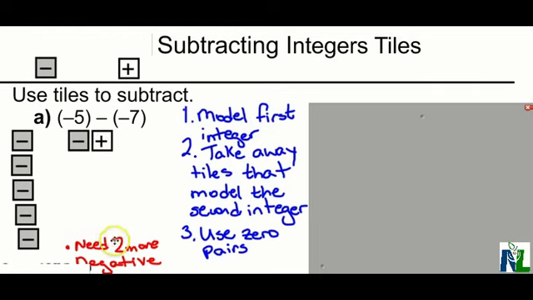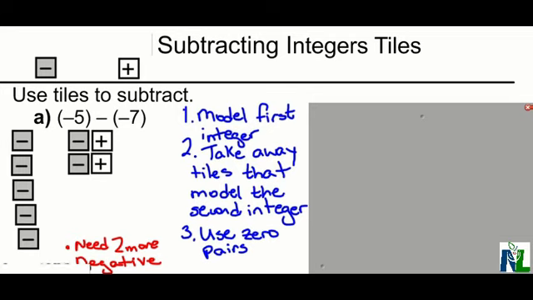But I still don't have enough negatives to take away. Now I only have 1, 2, 3, 4, 5, 6. So that tells me I need to add another 0 pair. So again, all I did was add 0. So do I have enough negatives now to take away? I need to take away 7 negative tiles. Well, let's see. 1, 2, 3, 4, 5, 6, 7. I now have enough negative tiles to take away.